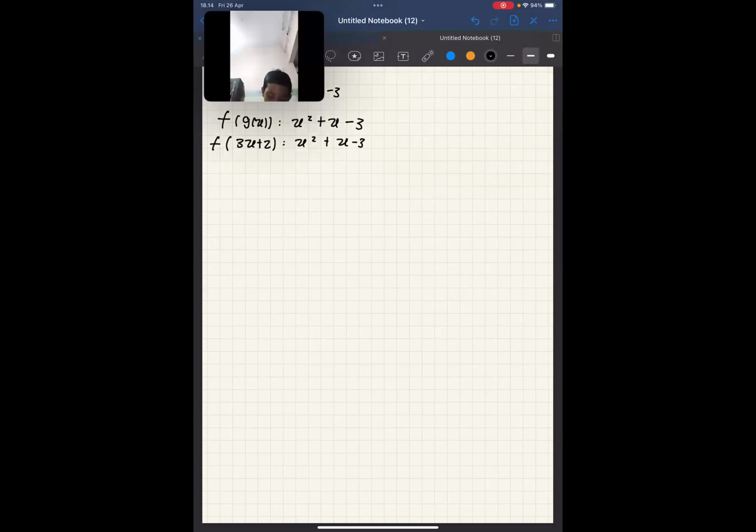So we're going to write here. For instance, we're making this 3x plus 2 as a. Okay, so if a equals 3x plus 2, so 3x equals a minus 2 and x equals a minus 2 over 3. We're changing the 3x plus 2 into a. So this is f(a) equal to x squared plus x minus 3. As we can see here, we already found the x. It is a minus 2 over 3.